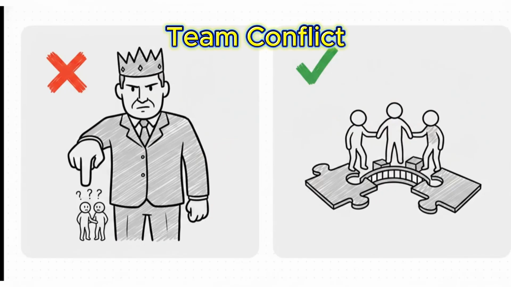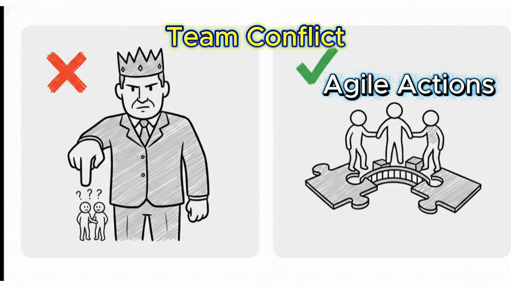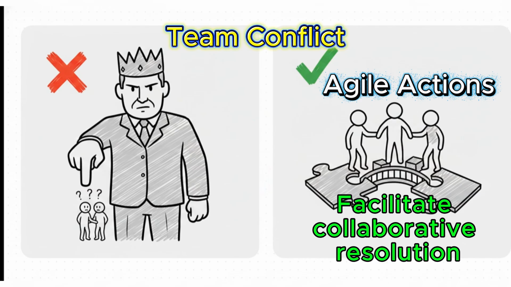The exam is going to tempt you with easy ways out here. The rigid reflex is thinking you need to act like a traditional boss, that the project manager should just decide the technical path to end the argument or immediately escalate it up the executive chain. But listen, you aren't a dictator. The Agile action is to facilitate a collaborative resolution. You guide the developers to evaluate the pros and cons together until they reach a solid consensus.